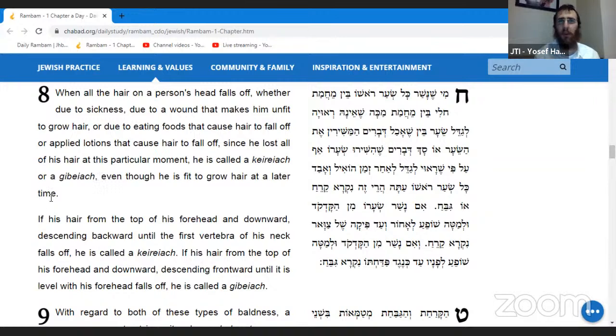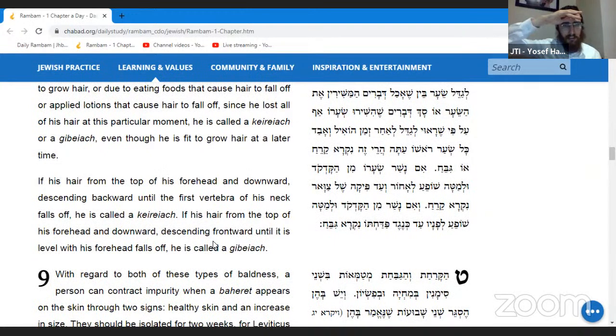As we've learned, or we haven't yet learned, I'm not sure, a kareach and a gibeach is when the person does not have hair either on the front half of his head or the back half of his head. If his hair from the top of his forehead and downwards, descending backwards until the first vertebra of his neck falls off, he's a kareach. If his hair from the top of his forehead and downwards, descending frontward, comes off, he is called a gibeach.